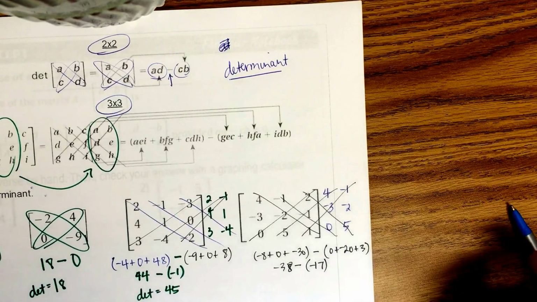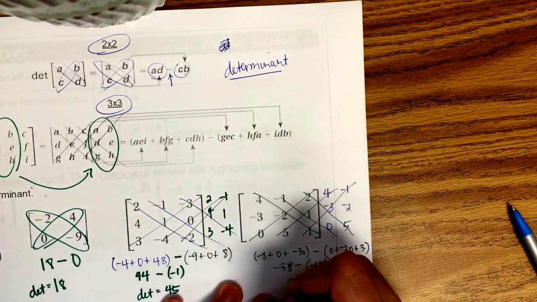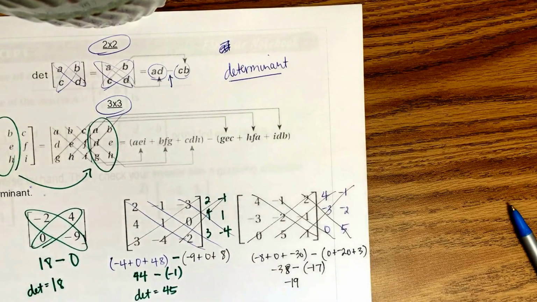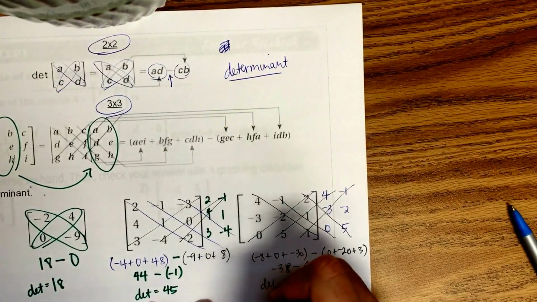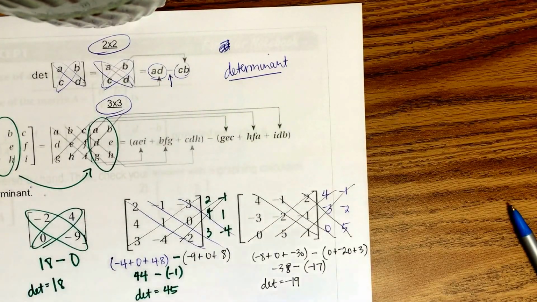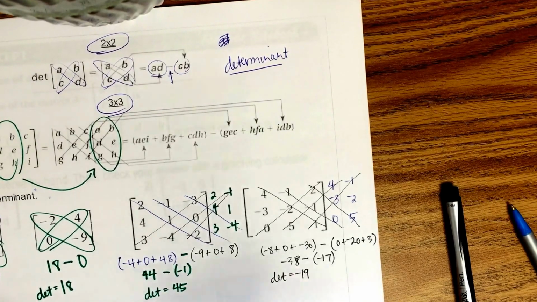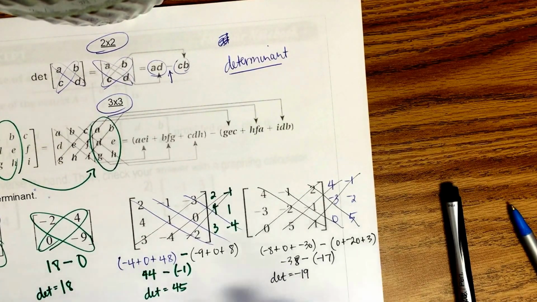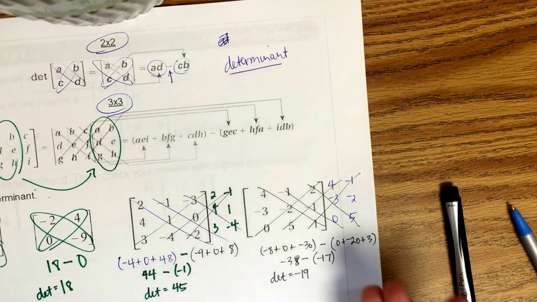-38, subtract -17, that's going to give you a -19. So that would be my determinant value. Now, what are we going to do with that value? We're going to talk about that next class. Right now, it's just a matter of, can I find the determinant?